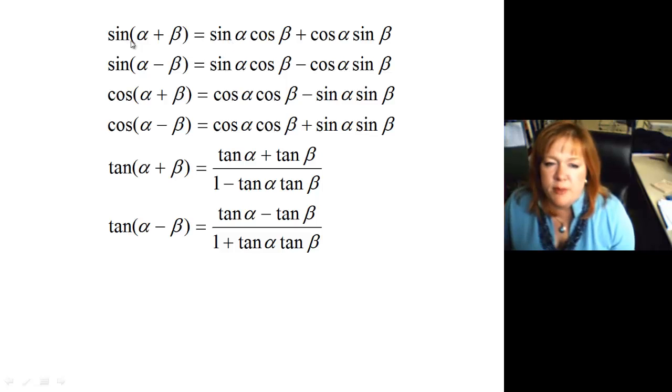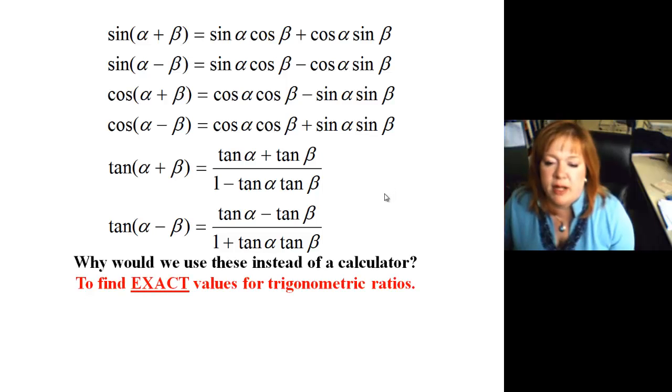If you look at the pattern, you got sine of alpha plus beta: sine, cosine, cosine, sine. And notice you've got the alpha and the alpha. So you'd need the sine of alpha and the cosine of alpha of the angle to figure this out. So it kind of flips around. There is a pattern to it, but like I said, you don't need to memorize them. You have to be able to recognize them.